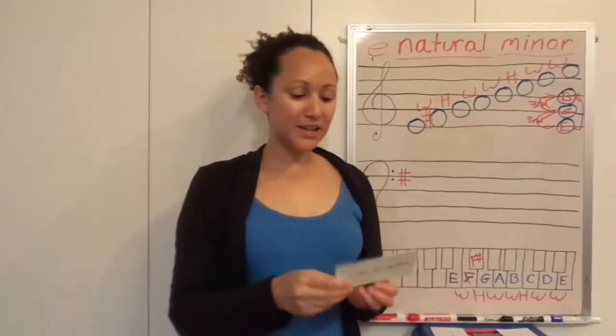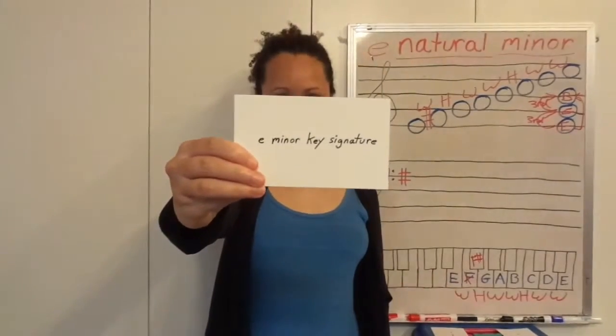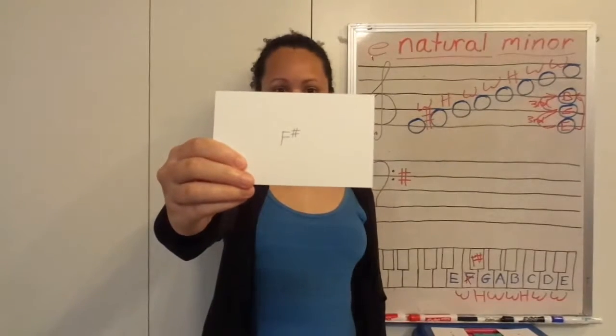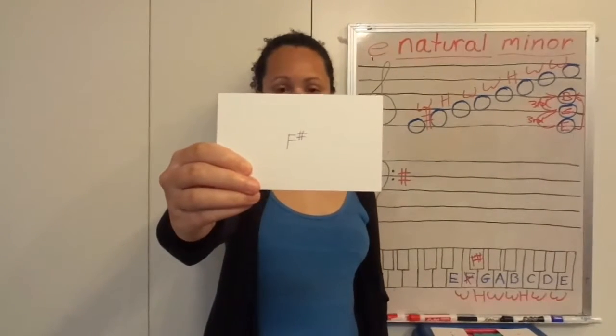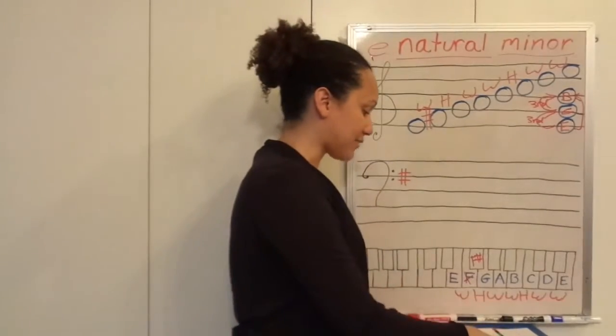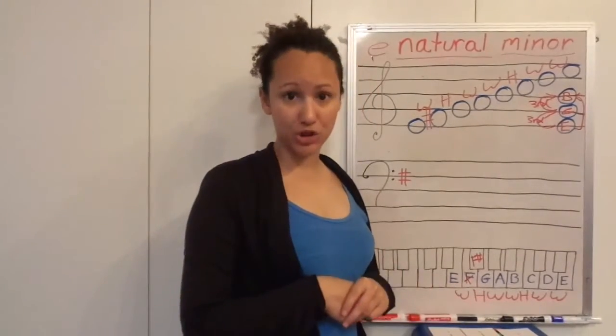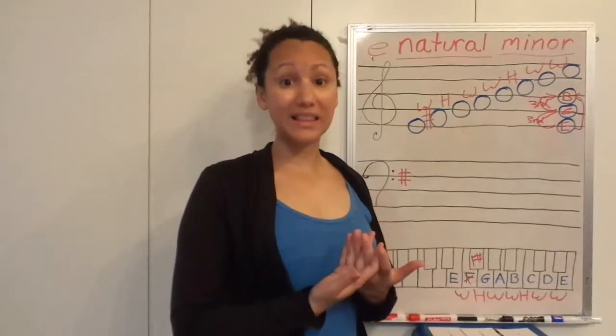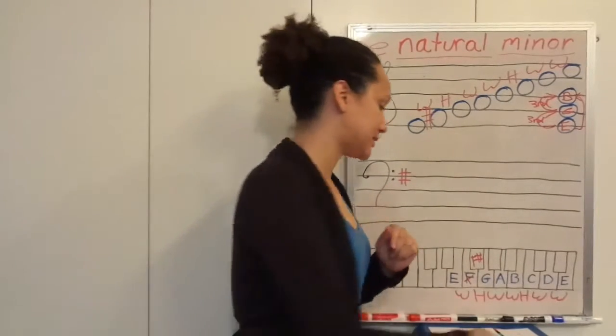And our E minor key signature is F sharp. Go ahead and put that on the other side. E minor has F sharp. And remember that we have a major that has F sharp. That would be G major. G major has F sharp, E minor has F sharp. So they're relative keys. They're like cousins.